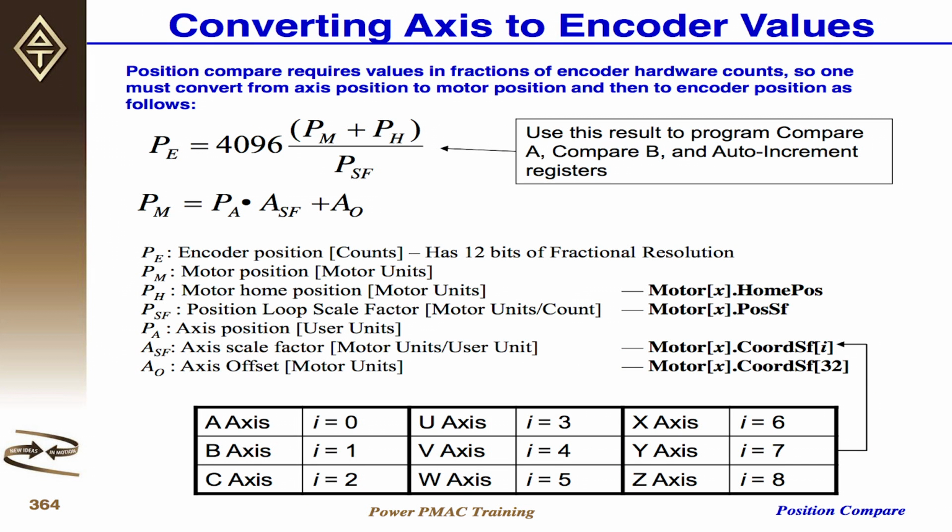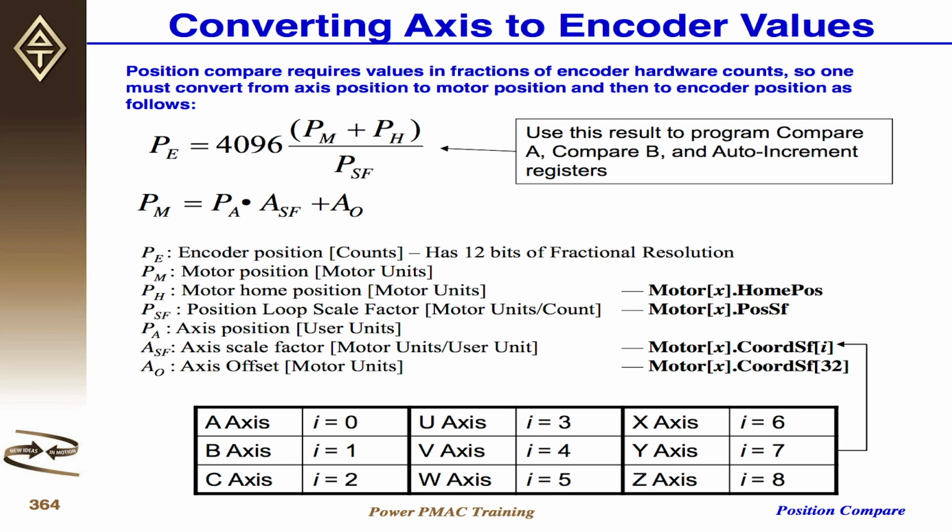So, in order to have PMAC do it, you do need to do everything in encoder values. We've given a composite equation here, basically, that will let you calculate from your axis values, which are the PA in this second equation here. From your axis values, you can calculate your motor values, and then from your motor values, you can calculate your encoder values. And it all comes down to this equation here. Basically, you take that axis value, multiply it by any axis scale factor you may have, and then you add any axis offsets you may have, and that'll be your combined motor value.